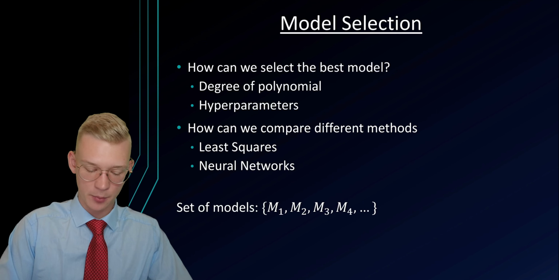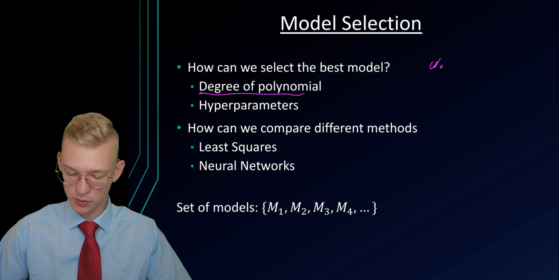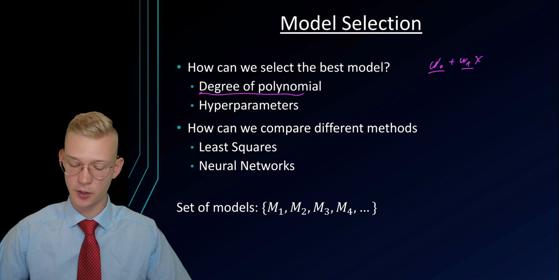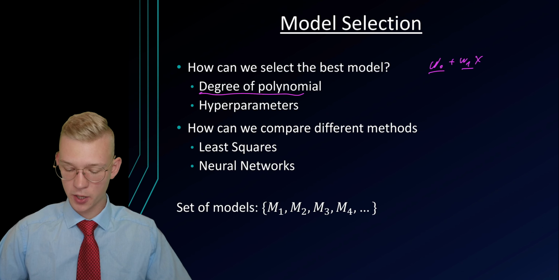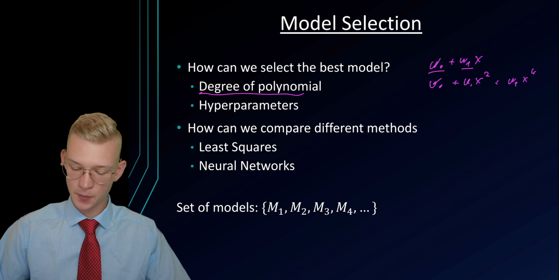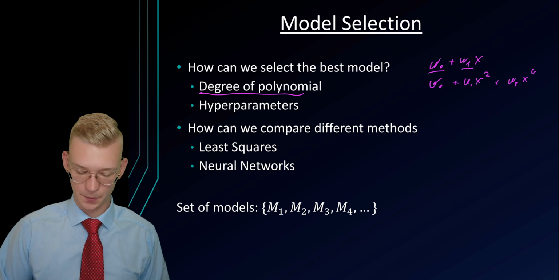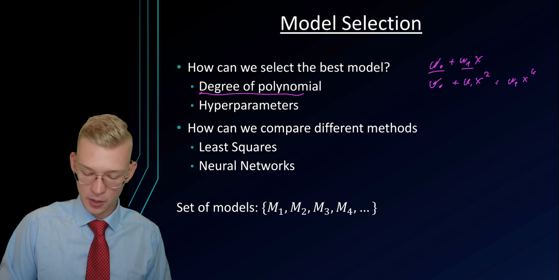One difference, for example, is the degree of polynomial, where in one case we have just W0 plus W1 times X, where W's are our parameters. And in the other case, we have W0 plus W1 times X squared plus W2 times X to the power of 4. So these are two different polynomials. And we are interested, well, which of those is the better model? And how can we compare different models?